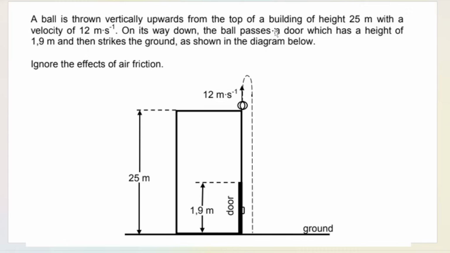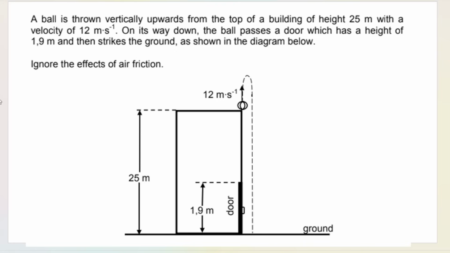We can see the ball being thrown upwards. They show a little arrow pointing upwards. They give me the height of the building, which is obviously going to be relevant at some point, and they say 25 meters. And the ball is thrown upwards with a velocity of 12 meters per second upwards. On its way down, the ball passes a door, and they give me the height of the door. And they say ignore the effects of air friction, which we do when we do vertical projectile motion.